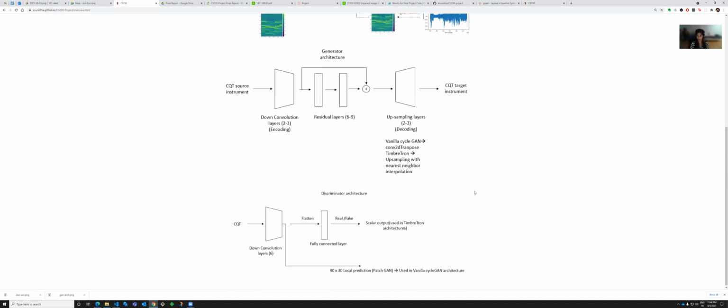So here, this diagram shows some of the differences in these architectures. Vanilla cycle GAN uses conv 2D transpose, whereas Timbertron uses upsampling with nearest neighbor interpolation. It looks to us from the small training that we have done that the upsampling is not working for this particular problem.